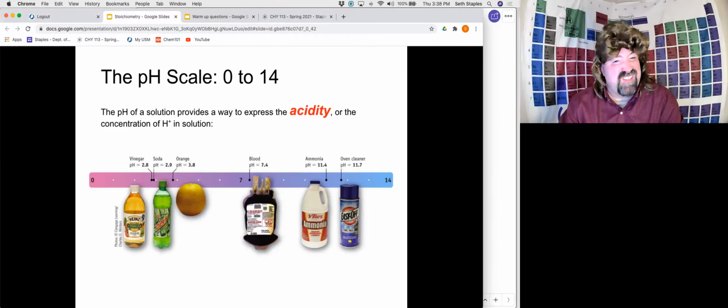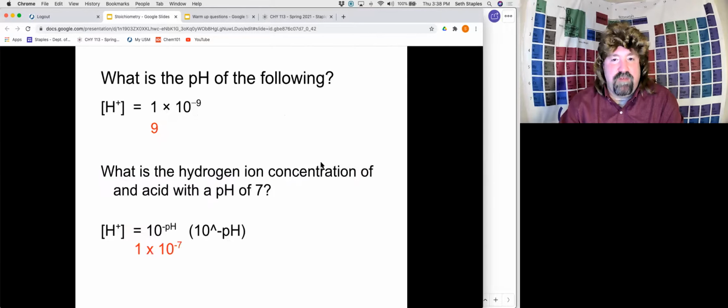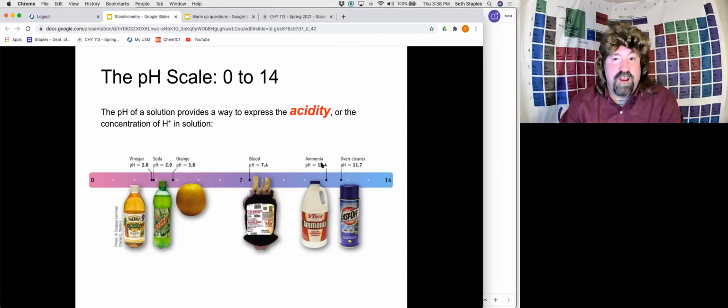Blood is actually slightly basic at about 7.4. Then a lot of various household cleaners are actually fairly basic. Ammonia, for instance, is at 11.4. Oven cleaner is up at 11.7. And so that just gives you an idea of where some things sit on the scale.